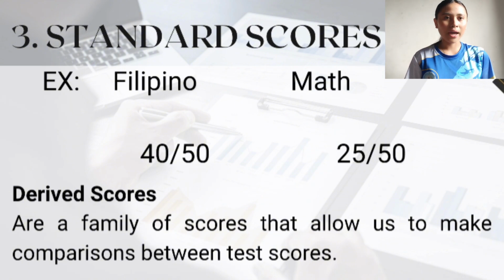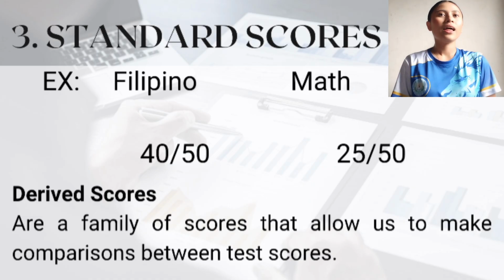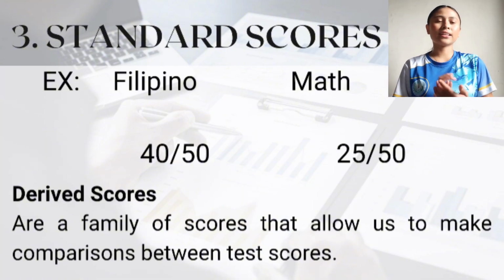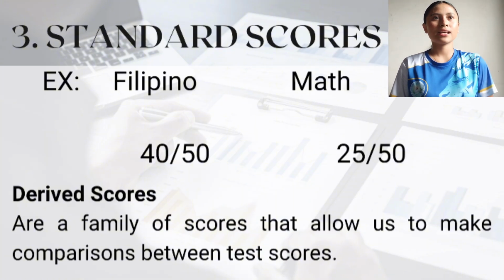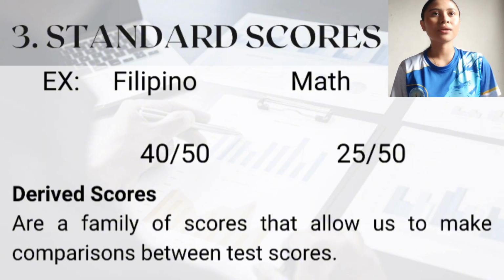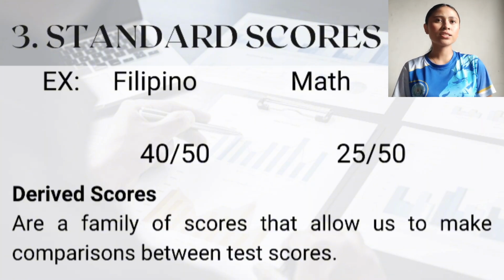We can't compare these raw scores because they are different, and as you may have noticed, a student can have different strengths and capacity in different fields. So how can we determine and make comparison of these scores? We can do so by using derived scores.